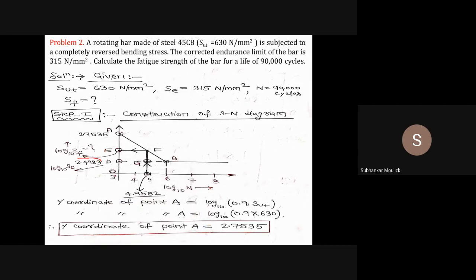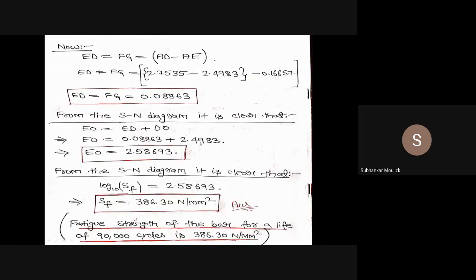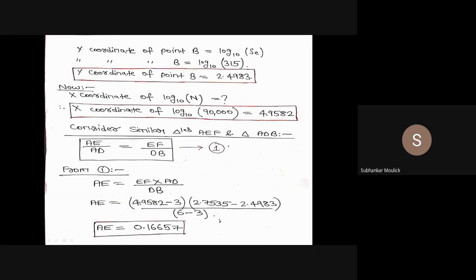DO is nothing but this particular value, because this is your 2.4983. So EO is equal to ED, that is 0.08863, plus 2.4983. That is, EO is 2.58693.